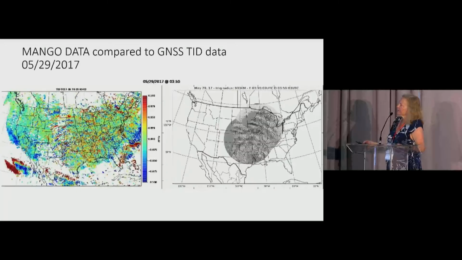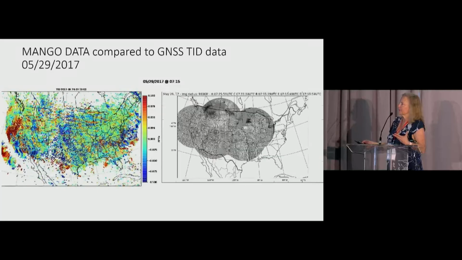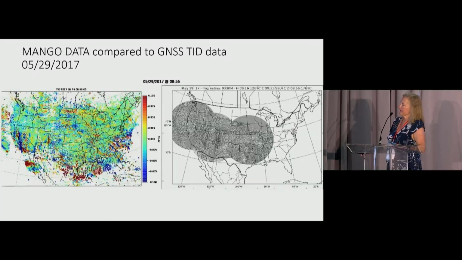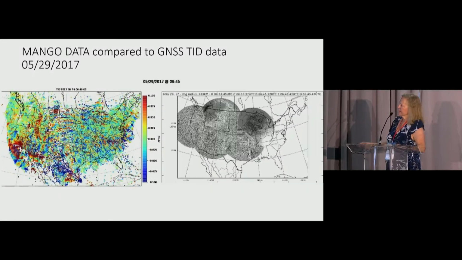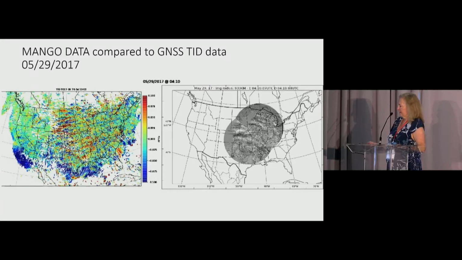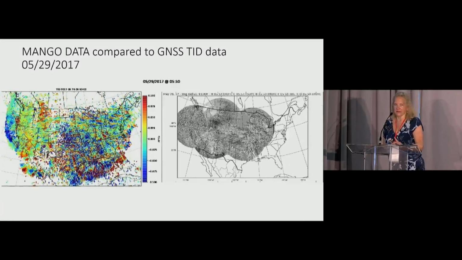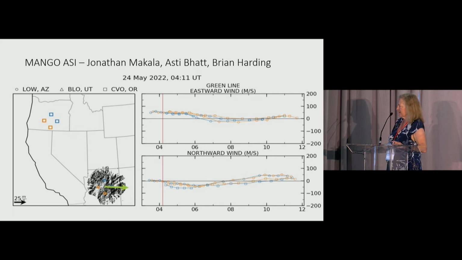Now this is something I want to show you. This is our original, this is MANGO data from 2017, so it's an older version. This is our differential TEC product. And you can see there's fairly large structures and the correlation here. But Jonathan Makela has done something to improve the quality of the MANGO data, and I just want to show this.